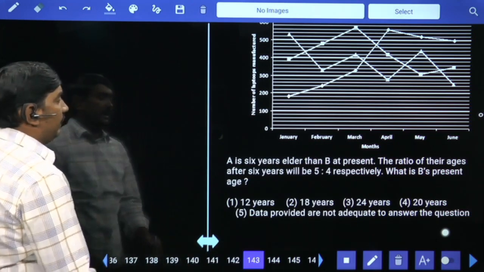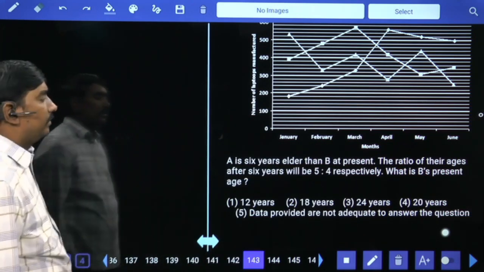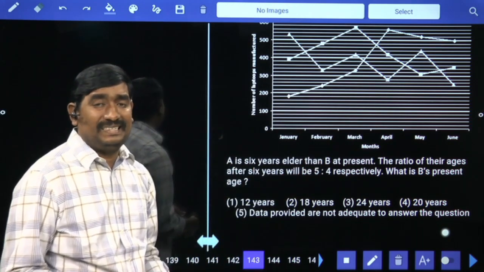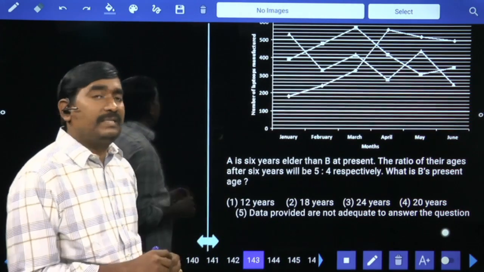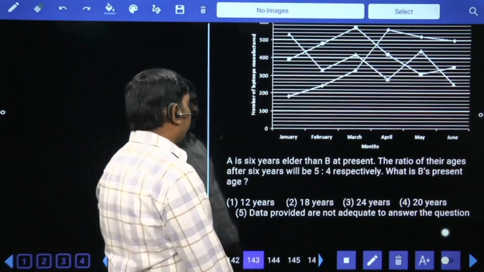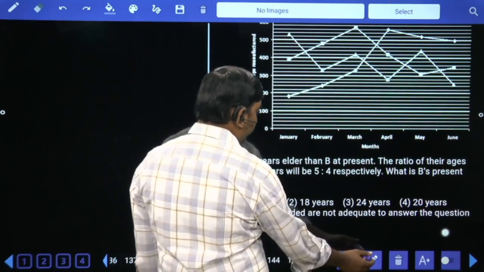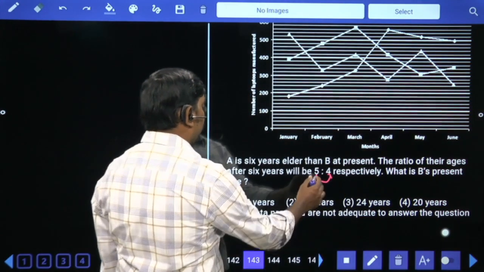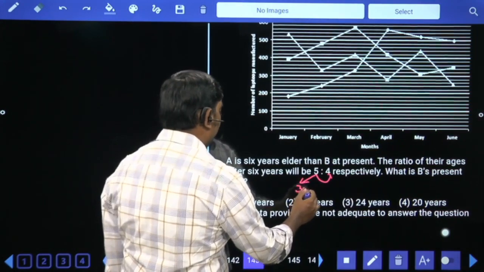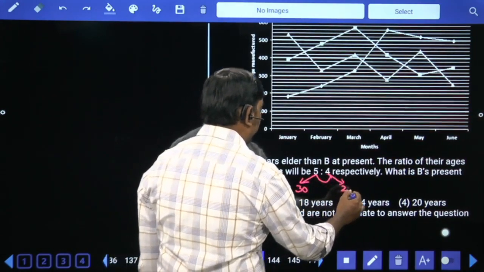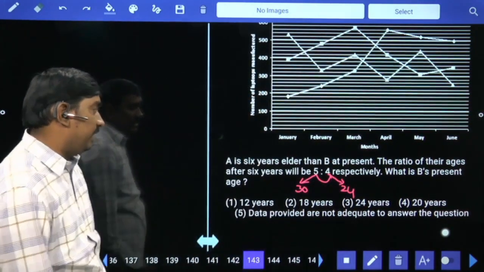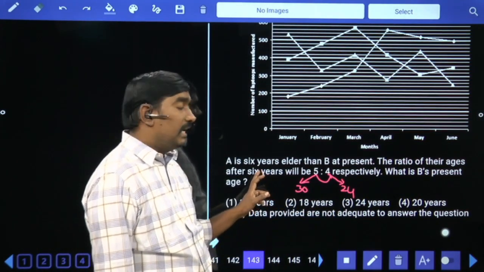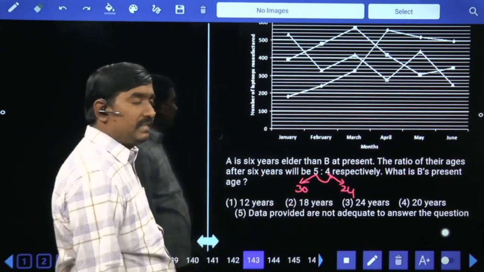A is 6 years elder than B at present. So the difference between A and B is 6 years. Today the difference is 6 years, which means at any time the difference is 6 years only. The ratio of their ages after 6 years will be 5:4. Difference is 1 part, and that 1 part value is 6 years. Then 5 parts value 5 sixes are 30, 4 sixes are 24. What is B's present age? 24 years is the age of B after 6 years. After 6 years 24, then present age is 18.